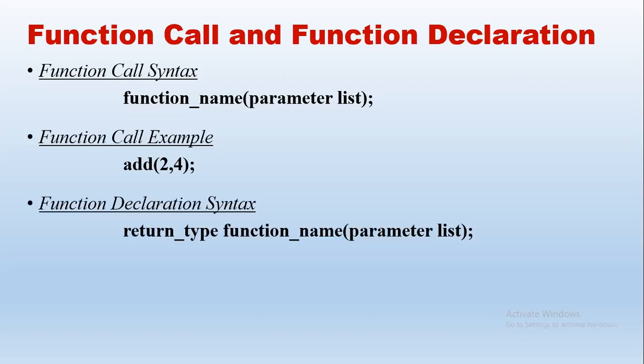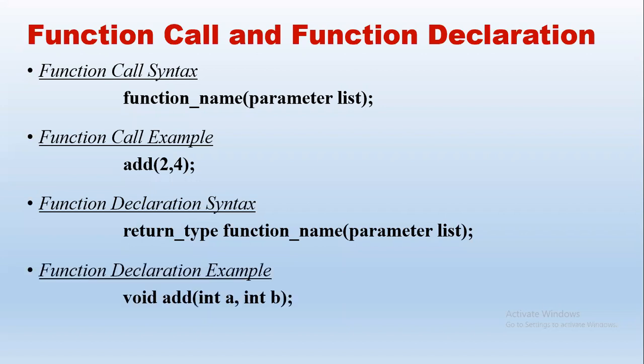Then we have the function declaration. This is nothing but the function prototype. Like we just saw, return type, function name followed by parameter list. If it is a prototype written before main, then a semicolon is necessary. For example, void add of int a comma int b semicolon. This semicolon is given when we are giving the prototype before main and the function definition is after main.